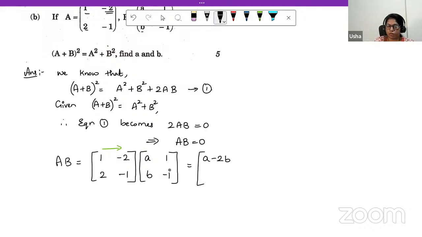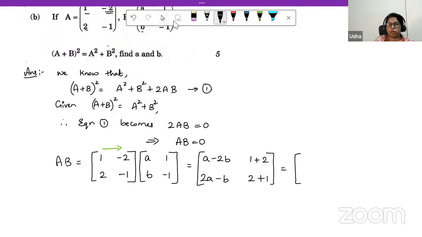Now first row multiply with second column. 1 into 1 is 1, plus minus 2 into minus 1 is plus 2. Okay. Next, 2 into A is 2A, plus minus 1 into B is minus B. Next, 2 into 1 is 2, plus minus 1 into minus 1 is plus 1. Right? This is equal to 0.